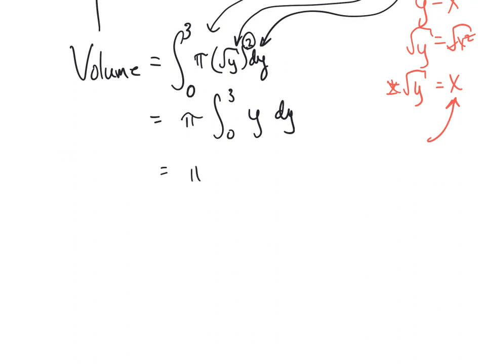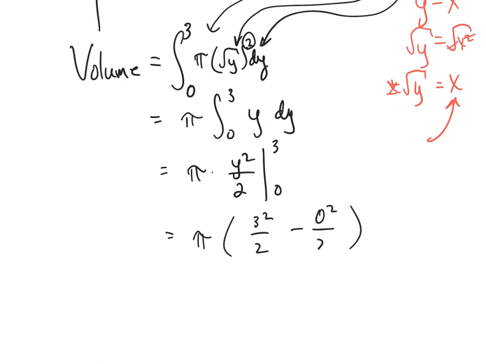Do you guys know how to integrate y? Well, of course you do. Add 1, divide by the new. So power rule, add 1 to the power, divide by the new. And then we're going to be F-ticking from 3 down to 0. So I'm just going to leave the pi out front and then do the F-tick. So put in 3, so 3 squared over 2, minus, put in 0, 0 squared over 2. And what we'll end up with then, guys, is 9 halves pi.